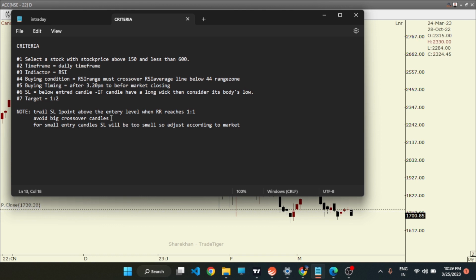And avoid big crossover candles. Whenever the RSI crossover happens with a big candle, we must avoid it, because with big candles our stop loss will be larger. So it's better to avoid that kind of trade. And for small entry candles, the SL will be too small, so adjust according to the market. This one also I will explain in the chart. So let's begin in the chart.